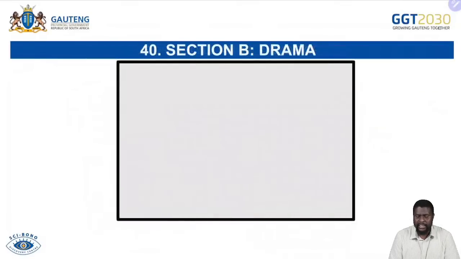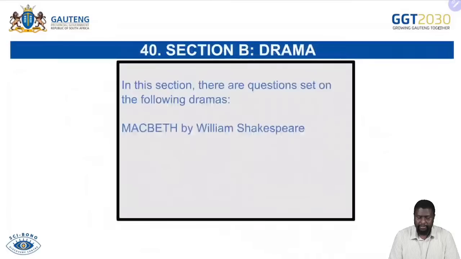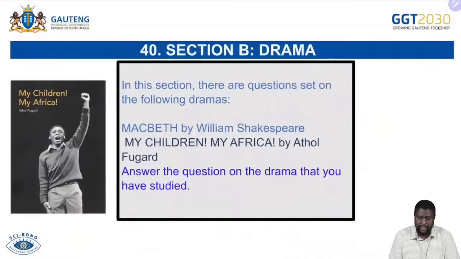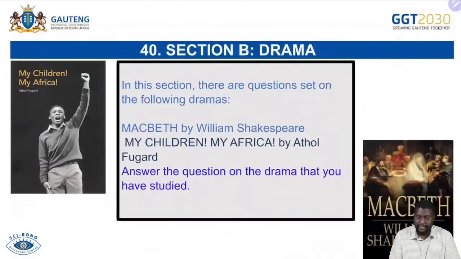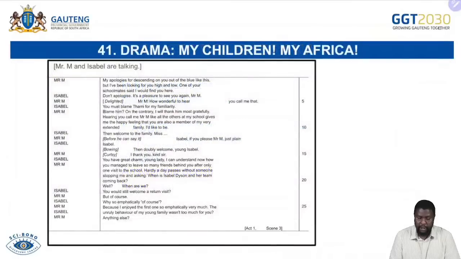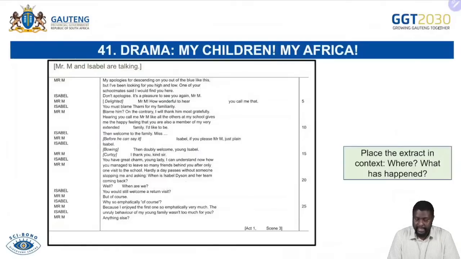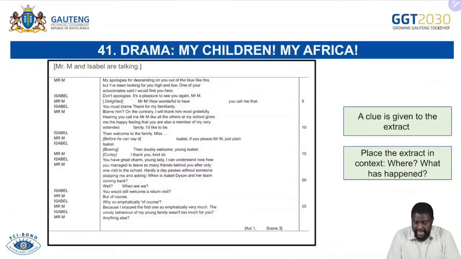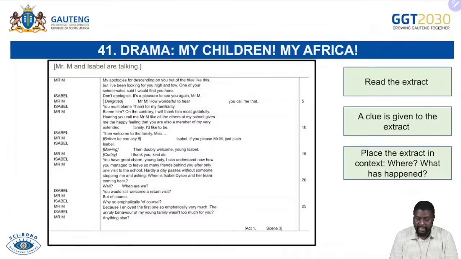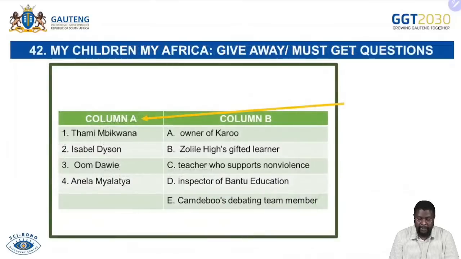I want us to look at the next section, our drama. We have 2 books from this section, section B, My Children, My Africa, and Macbeth by William Shakespeare. Again, here's an extract you are going to get in My Children, My Africa in question 4. Please read the extract as you have been advised to do. Read the extract. Here is a clue that is given. This extract comes from Act 1, Scene 3. Now, Mr. M and Isabel are talking. Read. You will get an idea of what is happening here.